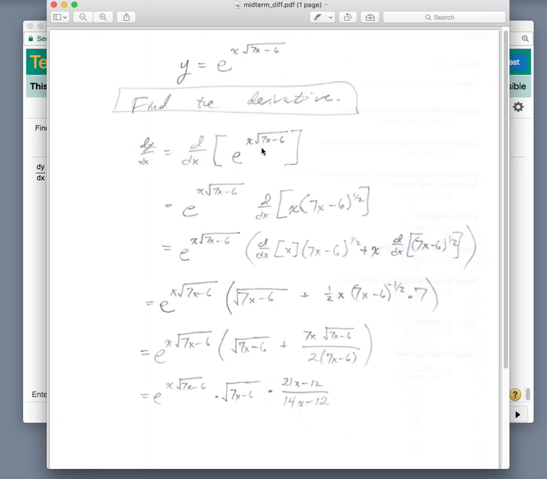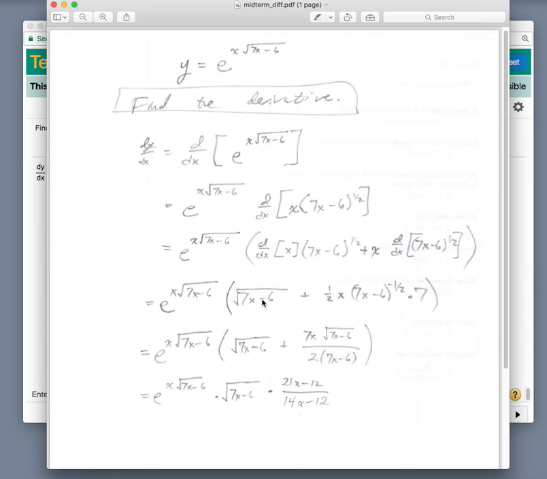And the next step for me is to rewrite the square root as the 1/2 power, so that I can use the power rule. But first of all, notice that x times this square root function is a product, so I'm actually going to use the product rule when I do this. And notice I put big parentheses around it. It's the derivative of x times the square root part, plus x times the derivative of the square root part. So there's my product rule happening.